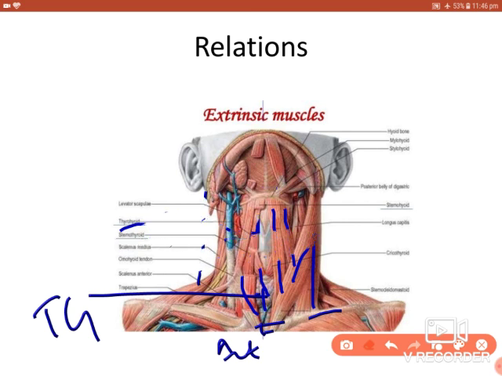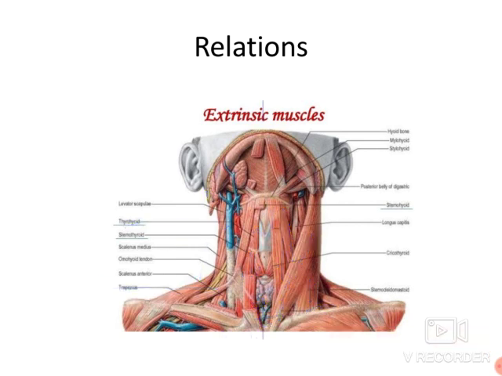Other than this, these muscles form the anterolateral relations. That is the sternohyoid, then the sternothyroid, the omohyoid, and the sternocleidomastoid, which form the anterolateral relations.